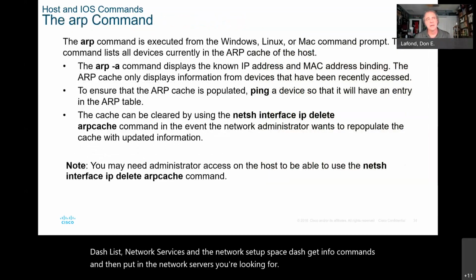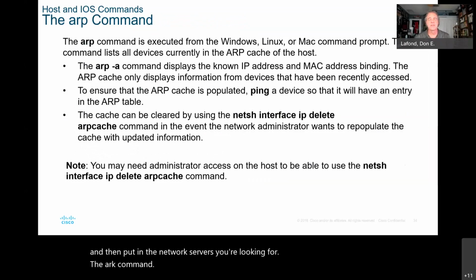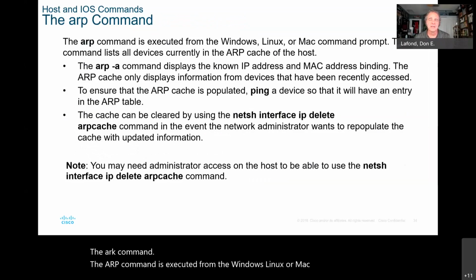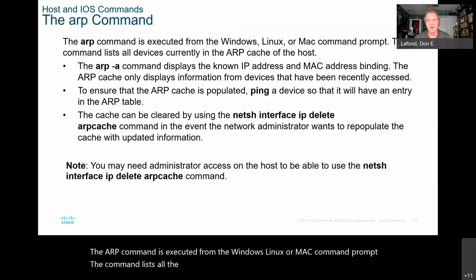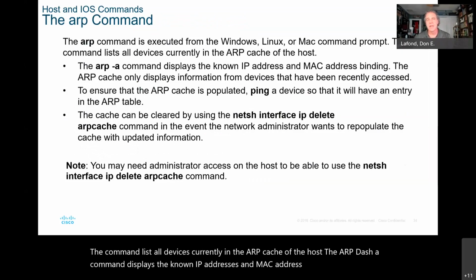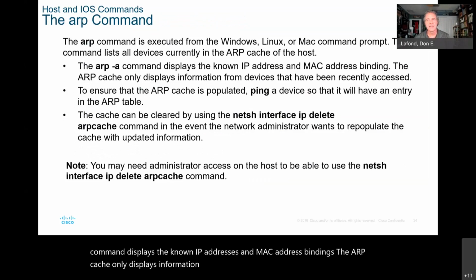The ARP command. The ARP command is executed from the Windows, Linux, or Mac command prompt. The command lists all devices currently in the ARP cache of the host. The arp -a command displays the known IP addresses and MAC address bindings. The ARP cache only displays information from devices that have been recently accessed.